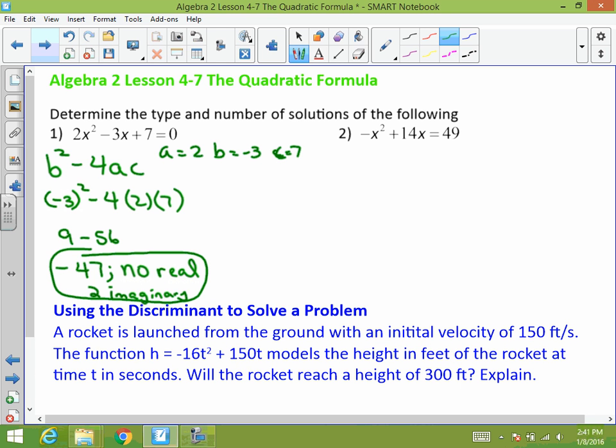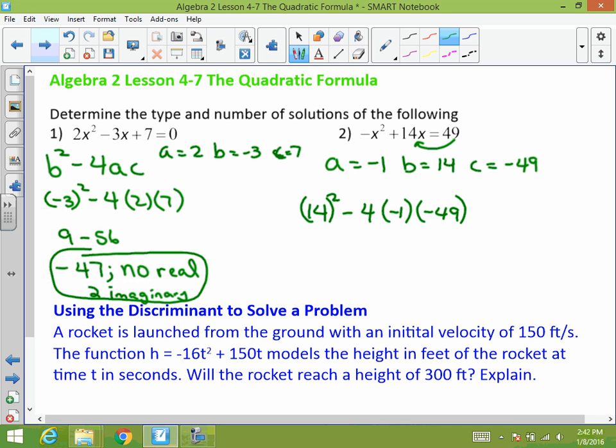If I have the equation negative x squared plus 14x equals 49, first thing I need to do is make sure I know a equals negative 1, b equals 14, c equals negative 49, because we need to move it to this side of the equation. So in b squared minus 4ac, 14 squared minus 4 times negative 1 times negative 49. Okay, 14 squared is 196 minus, negative 49 times negative 1 is positive 49, times 4 is 196. So 196 minus 196 is 0, so I'll have one real solution.